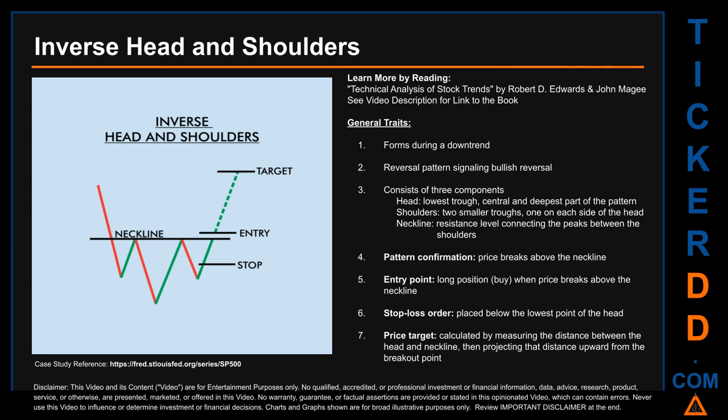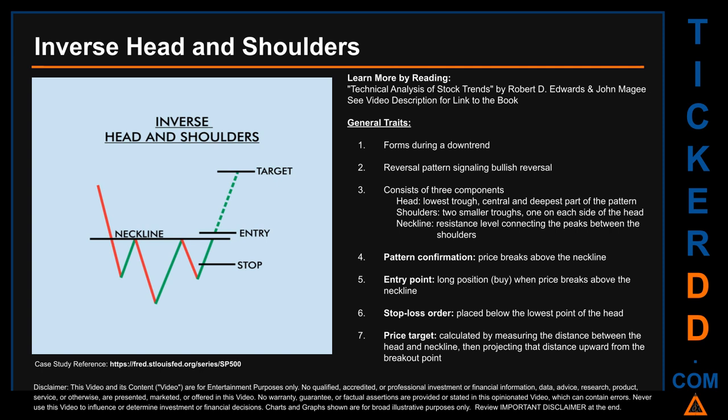The right shoulder forms when the price declines again but not as low as the head, creating a higher low. Afterward, the price rebounds, marking the completion of the right shoulder. In addition to these components, the inverse head and shoulders pattern also features a neckline, which serves as a resistance level. The neckline is a trend line drawn by connecting the peaks between the shoulders.